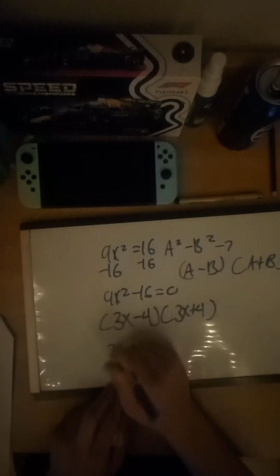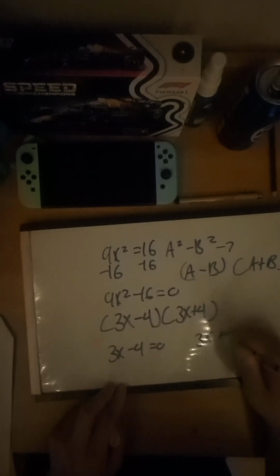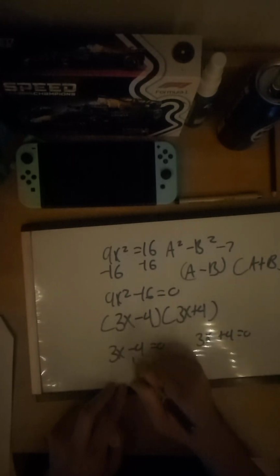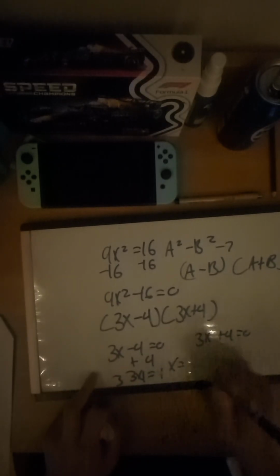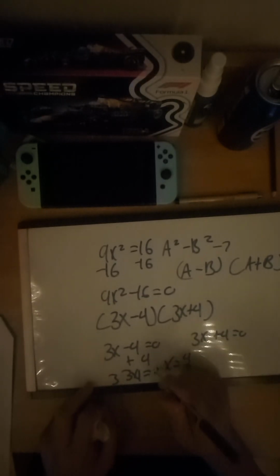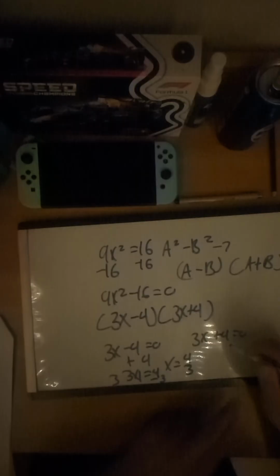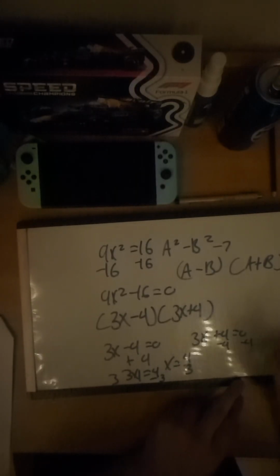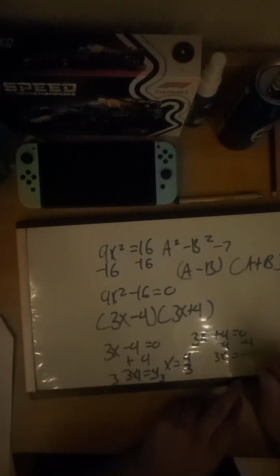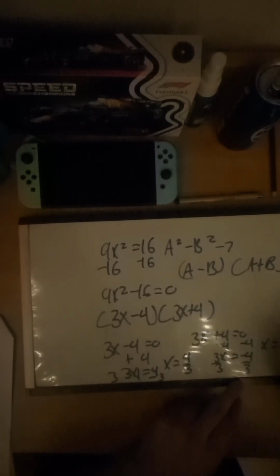So let's go ahead and do that. 3x minus 4 equals 0, and 3x plus 4 equals 0. Plus 4, 3x equals 4, divided by 3. x equals 4 over 3. Excuse me, I'm moving a little fast. I'm out of room over here. 3x equals negative 4, divided by 3 as well. And then x equals negative 4 over 3.